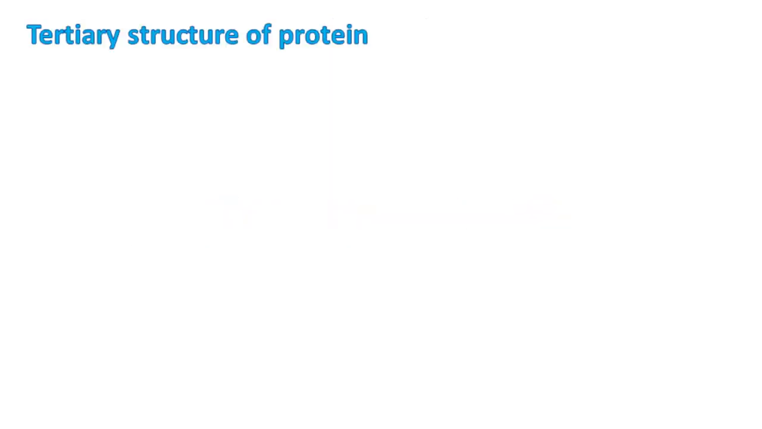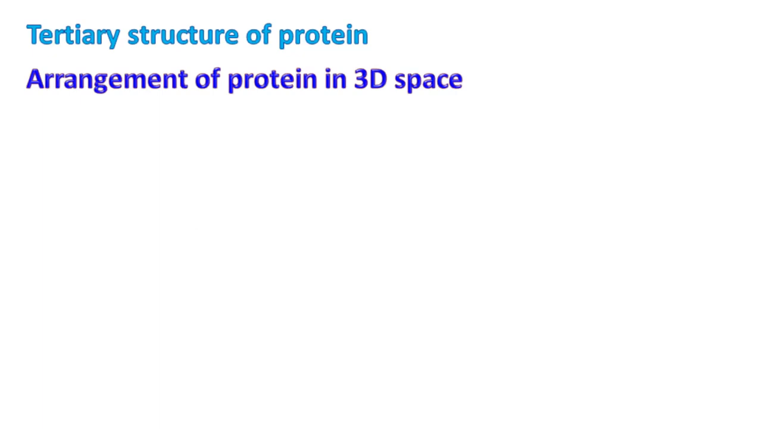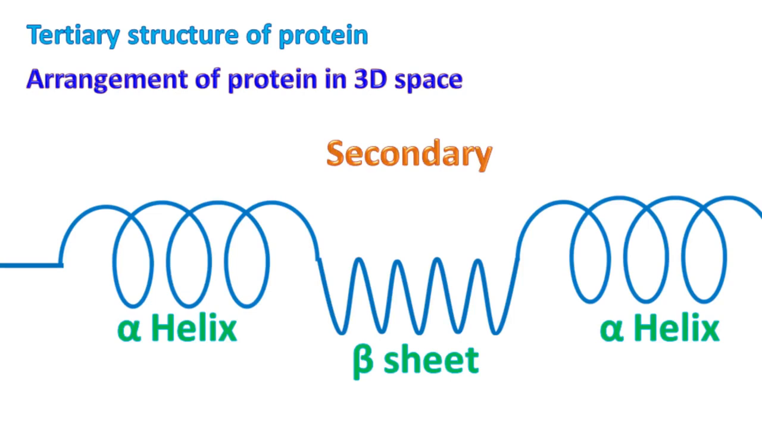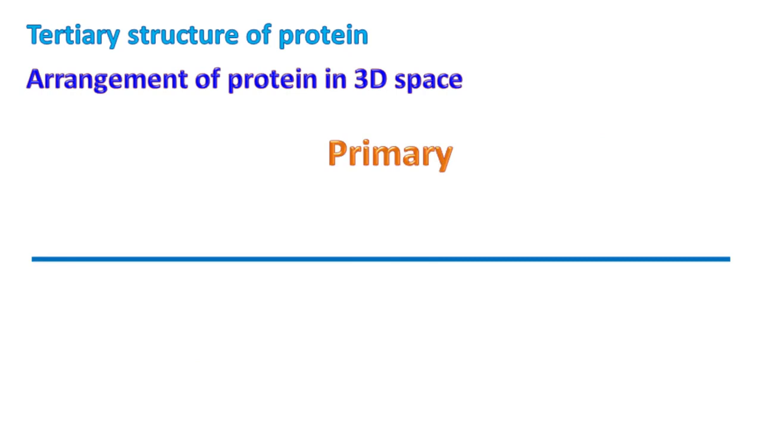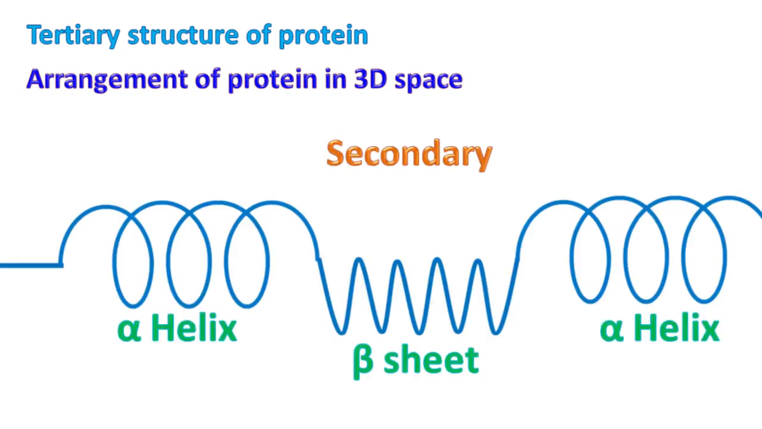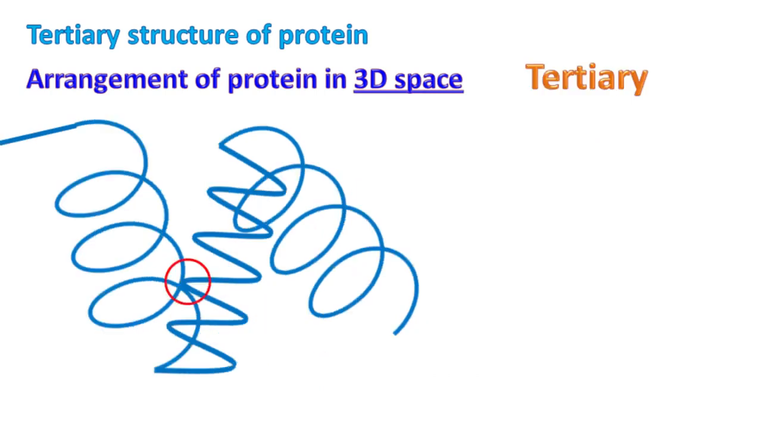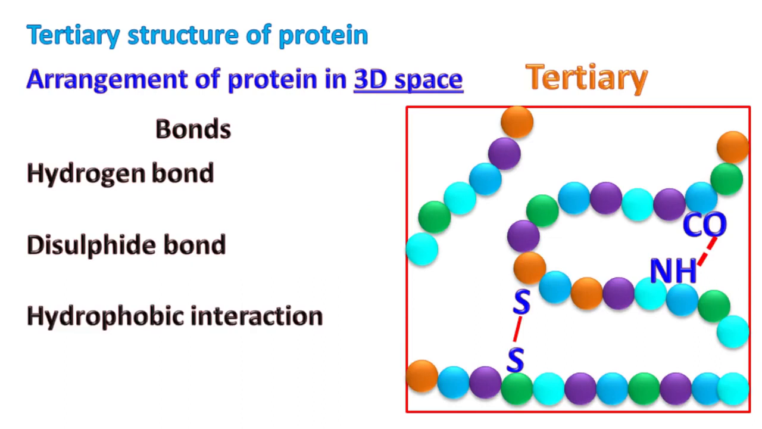Tertiary structure of protein. Arrangement of protein in the three-dimensional space is the tertiary structure of protein. The tertiary structure will also have other bonds like disulfide bond, hydrophobic interactions, and ionic interactions.